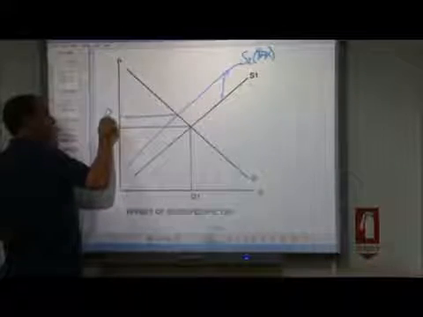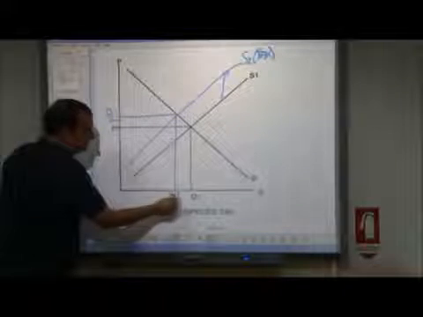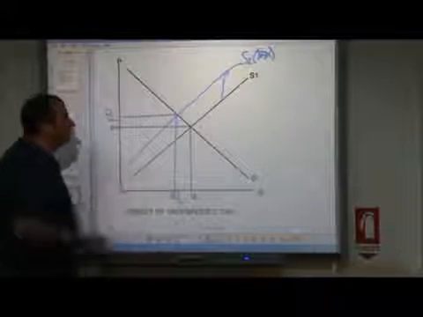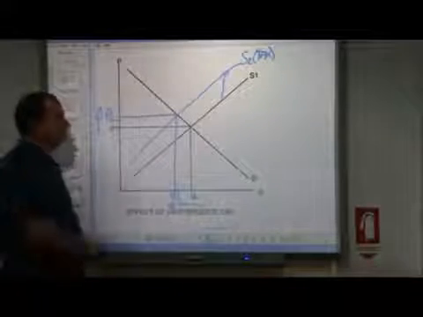There is the price, the new price, following the tax. There is the new quantity, following the tax. What has the tax done? It's raised price and it's reduced the quantity being bought.